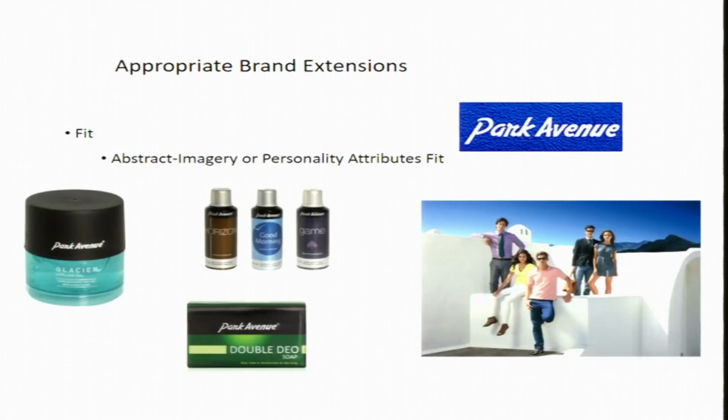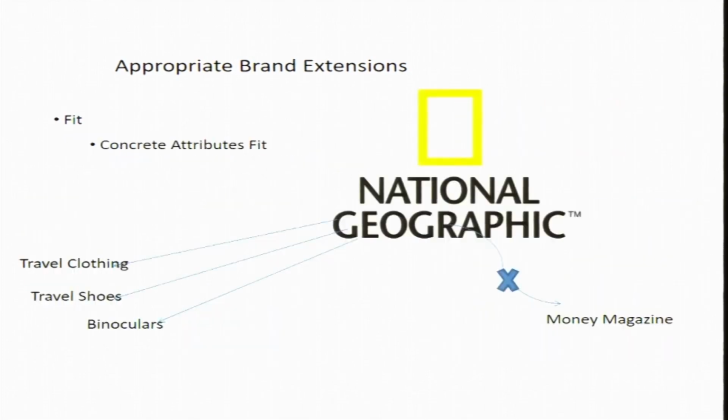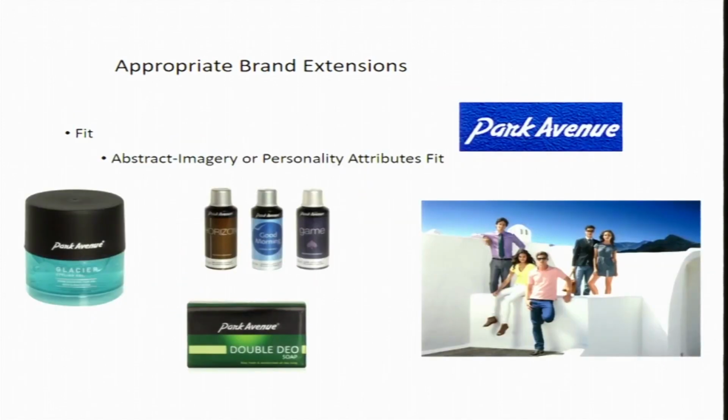Let us move forward. Again, the same concept, same way to evaluate, but here instead of concrete attributes fit, we are looking at abstract imagery or personality attributes fit. So, suppose the brand is Park Avenue, and all of us know that Park Avenue is known for formal wear. Now, if formal wear brand Park Avenue wants to extend itself, what all product categories can it extend itself?